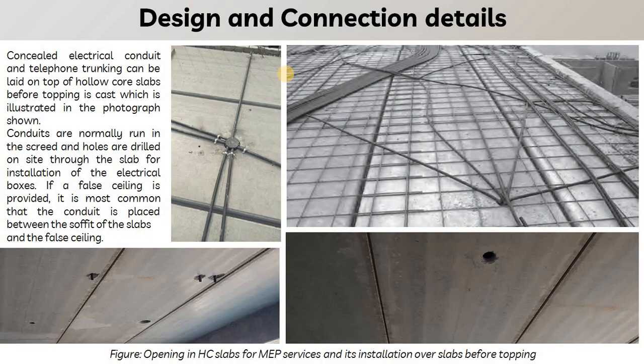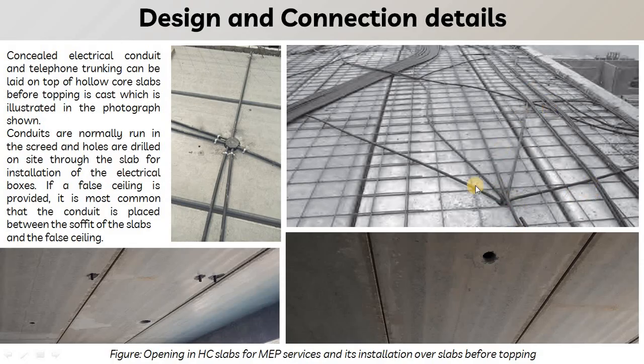So yeah, we can also make the cutouts for the MEP, or we can say cutouts for the light points wiring where we require. So here you can see this is the hollow core slab, and as I discussed, this is the reinforcement cage that is placed before concrete, as well as the MEP pipes are run.